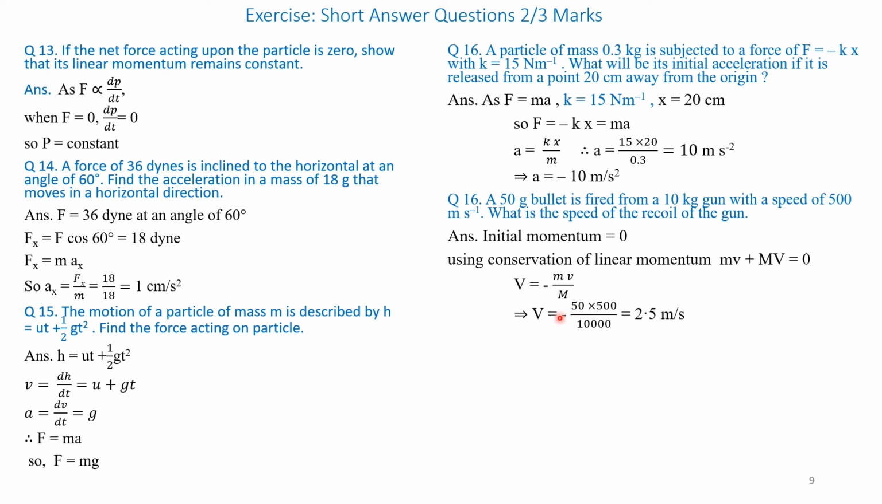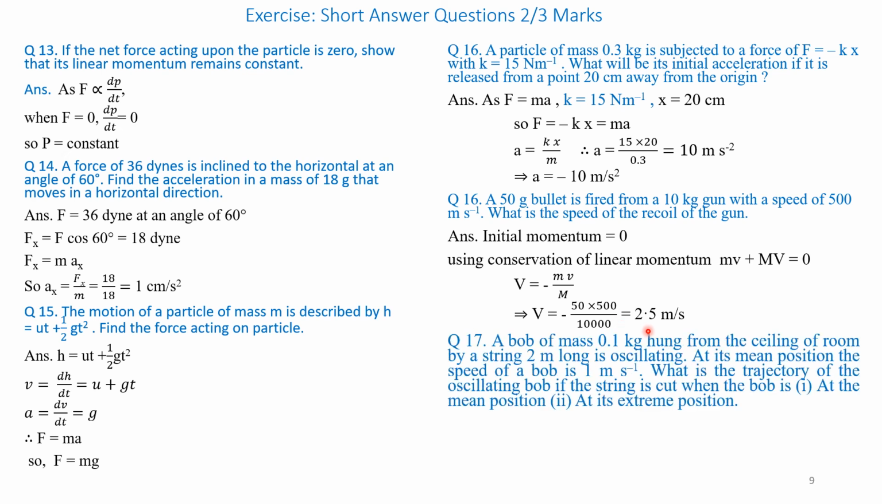Substituting the values, V is equal to the mass of the bullet, 50 grams, into the velocity of the bullet, 500 meters per second, divided by the mass of the gun, 10 kg. 10 kg converted into grams is 10,000 grams. Simplifying, we get 2.5 meters per second. The minus sign shows the velocity is in the opposite direction.